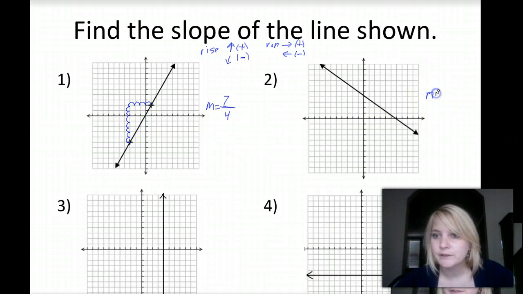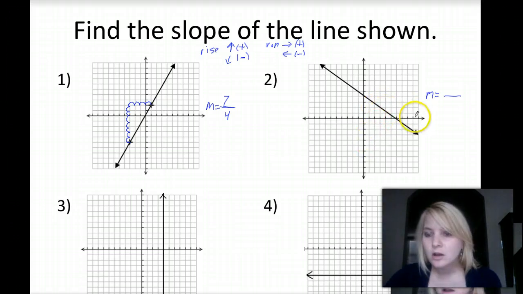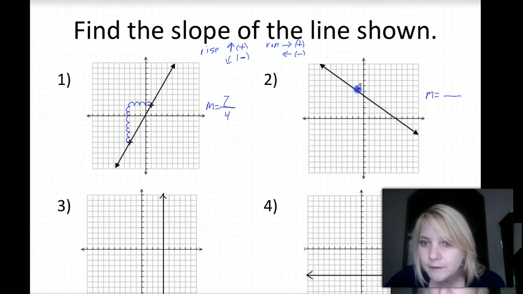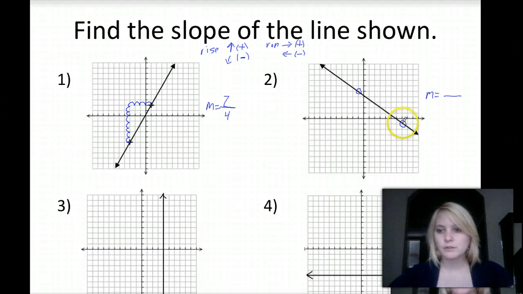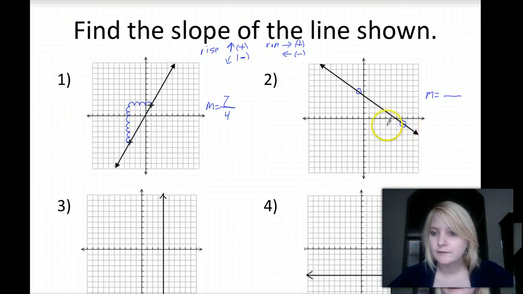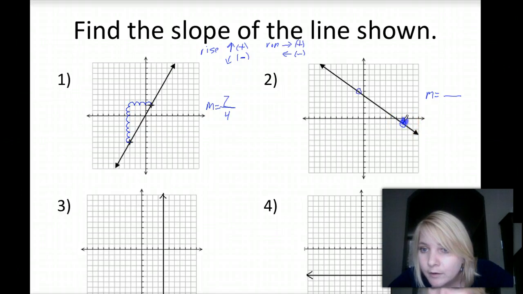For the next line, number 2, once again we're going to do the same thing. We're going to pick 2 points that fall exactly on the grid. So the 2 points I'm going to use are that point right there, and then this point right here. Once again, you can use any 2 points on this line because you'll get the same slope, but you want to use points that fall on that grid. I typically start on the point that's lower, but you can start either way, you'll get the same answer. So we go up 1, 2, 3, 4, 5, 6.